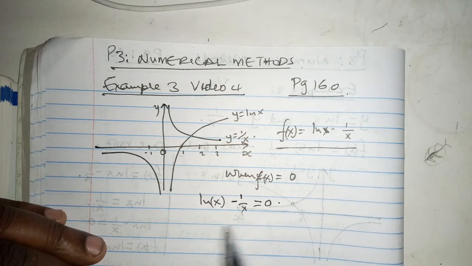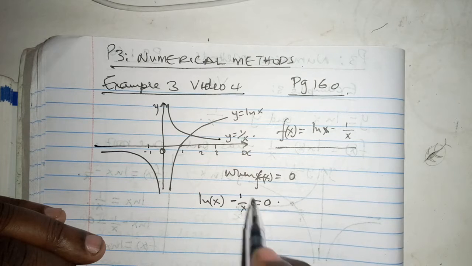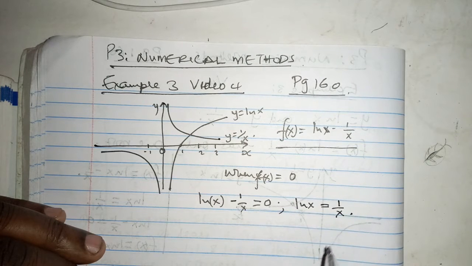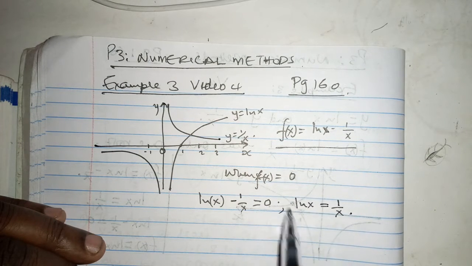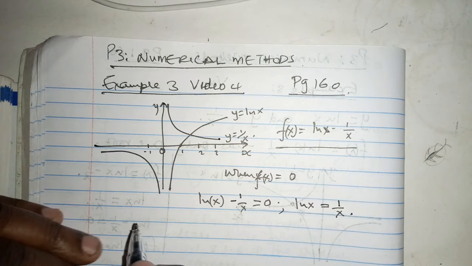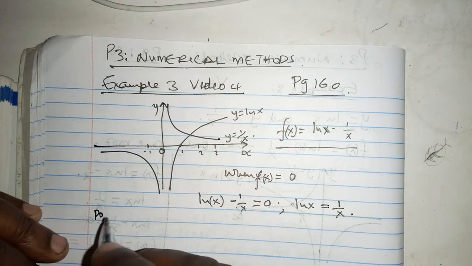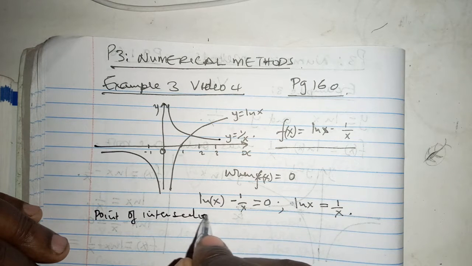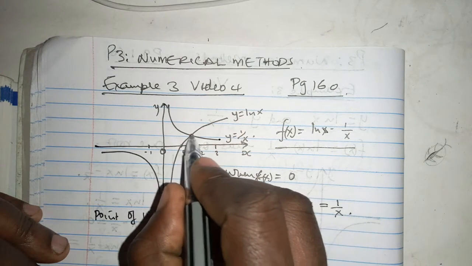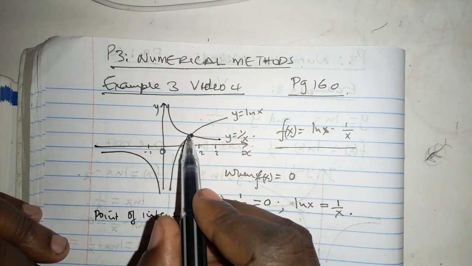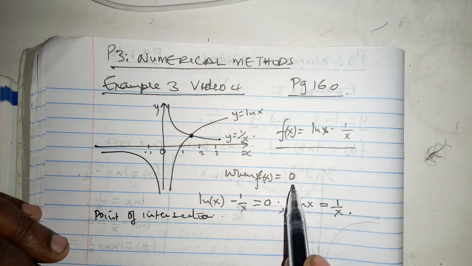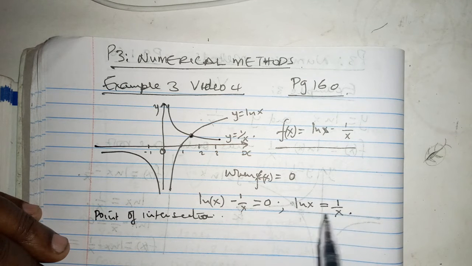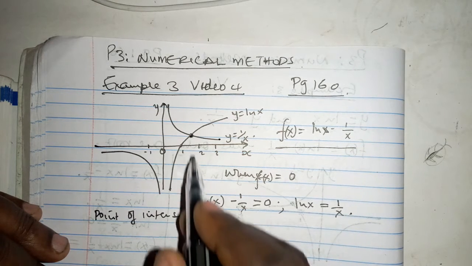And of course, when this is true, then ln x equals 1 over x. You can see these are two simultaneous equations, and when they are equal, we only look for the point of intersection. When they intersect, this is the point we are talking about, and this is the point where f(x) itself is equal to 0. The reason why f(x) is 0 at this particular point is because ln x equals 1 over x, and that is true.